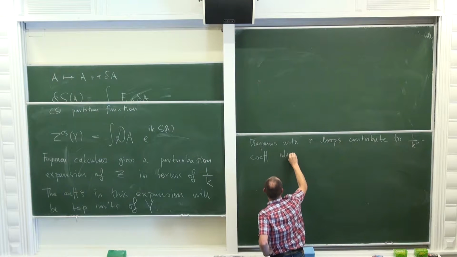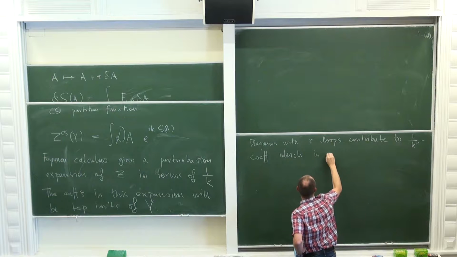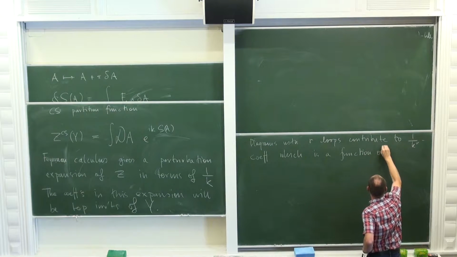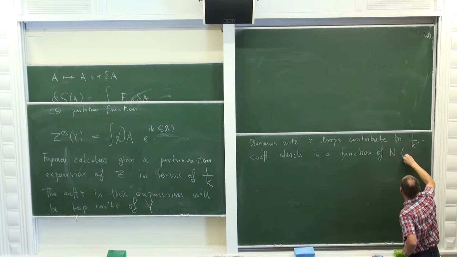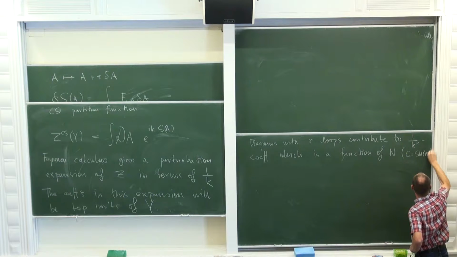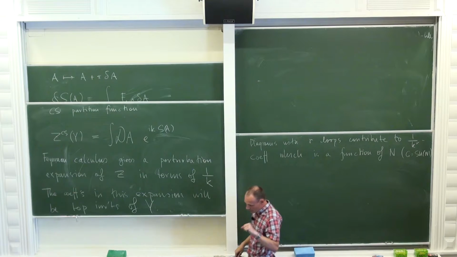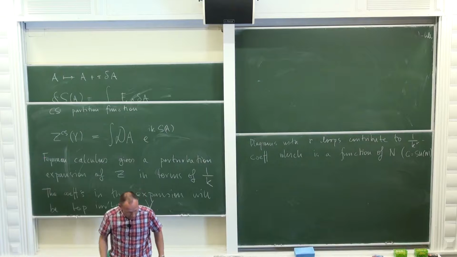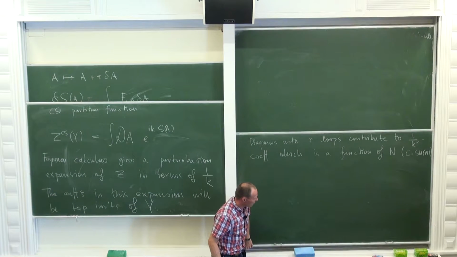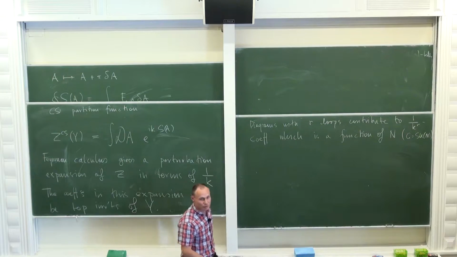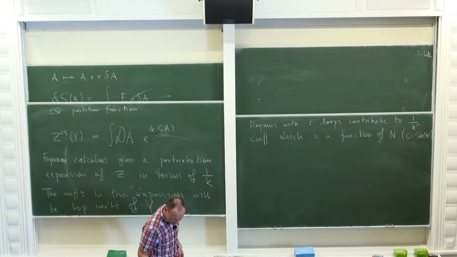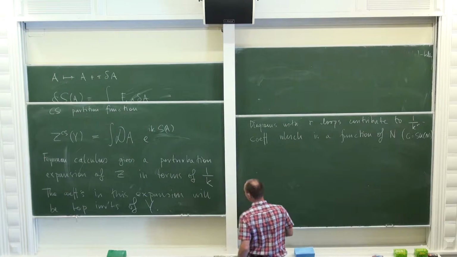Which is for us a function of n, where we took the group G to be SU(n). So that's what we should expect here. Let's take an extremely brief peek into the world of Feynman diagrams.